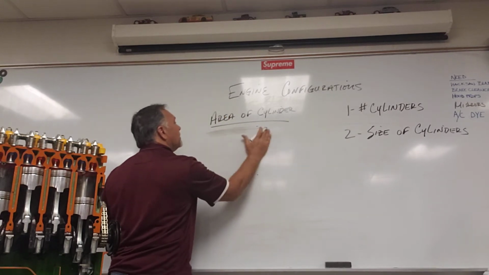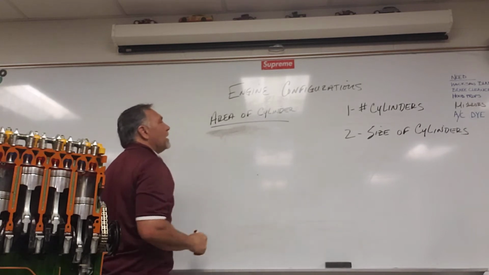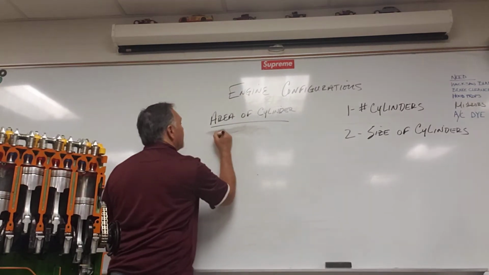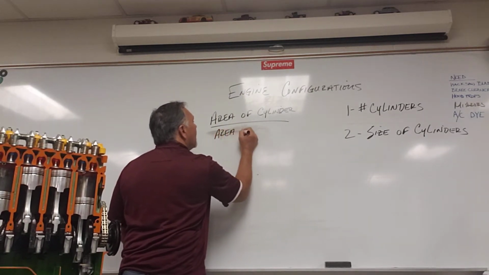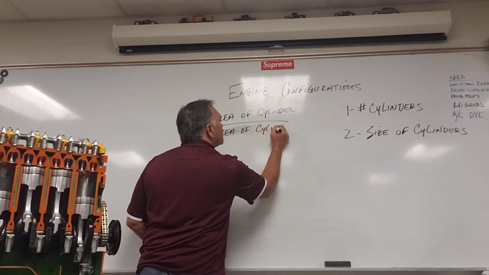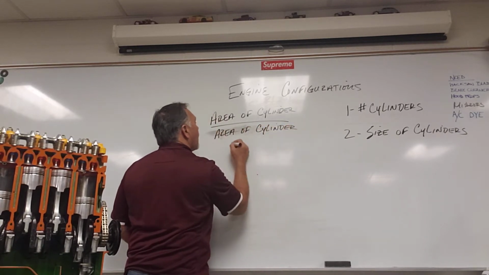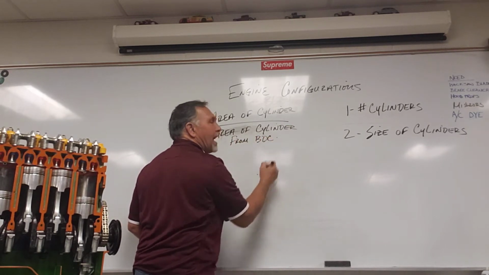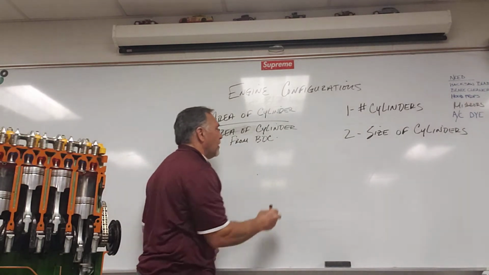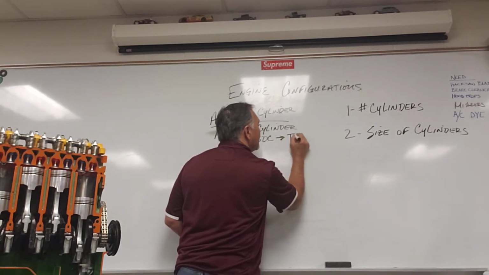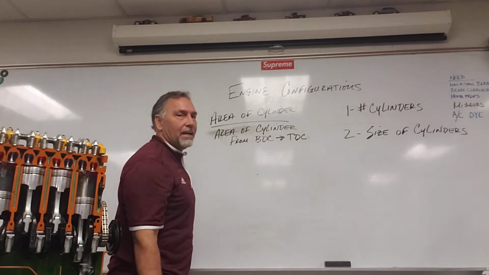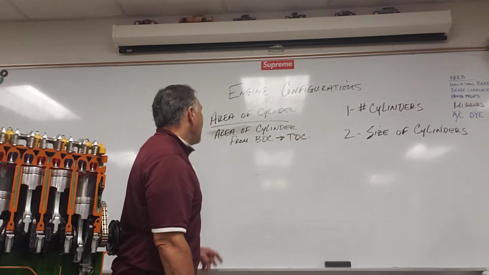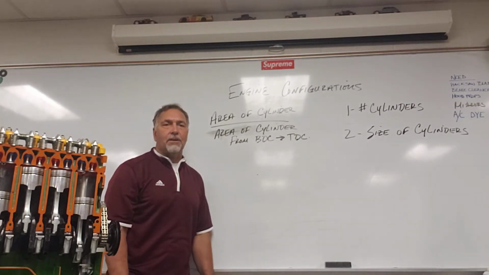Oh, let me back up. The way they determine it is they take the area of the cylinder from BDC. You remember what that means? Bottom dead center, where the piston is at the very bottom, to TDC, which is, yep, top dead center. Very good. See, you guys are sharp. That's why I like you guys. You guys are the sharpest around. So the area of the cylinder from bottom dead center to top dead center.